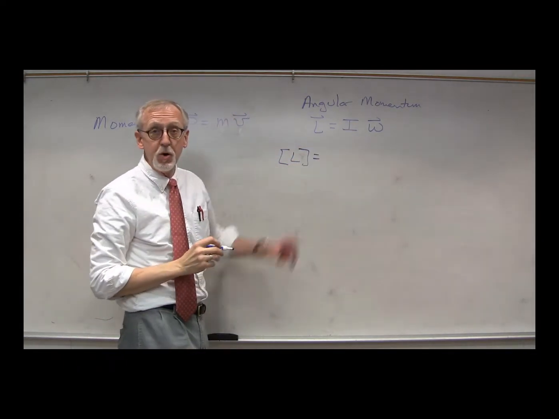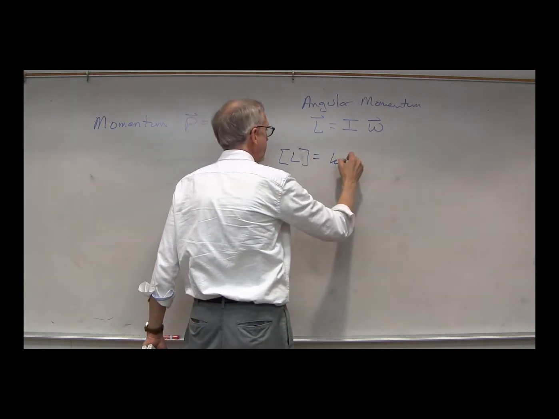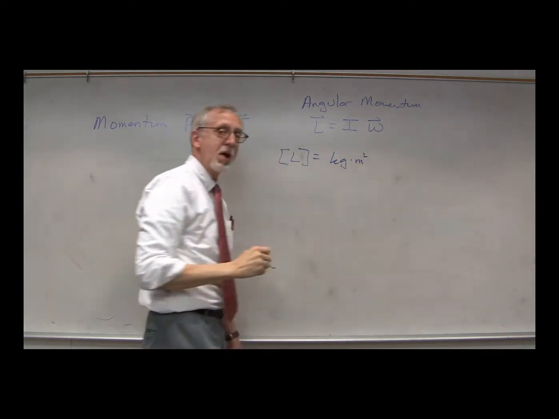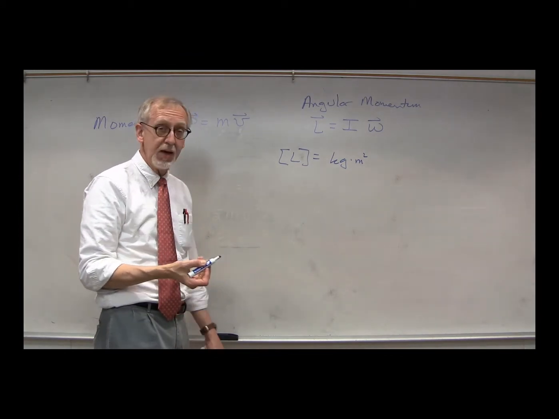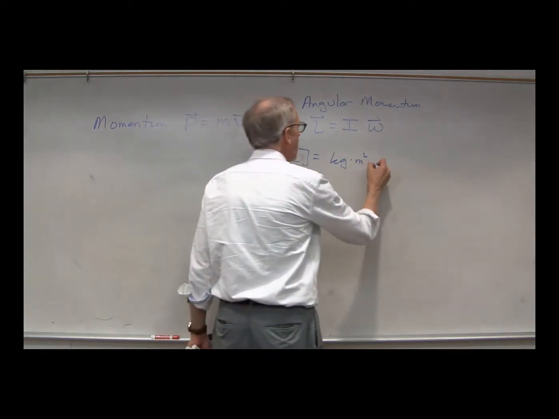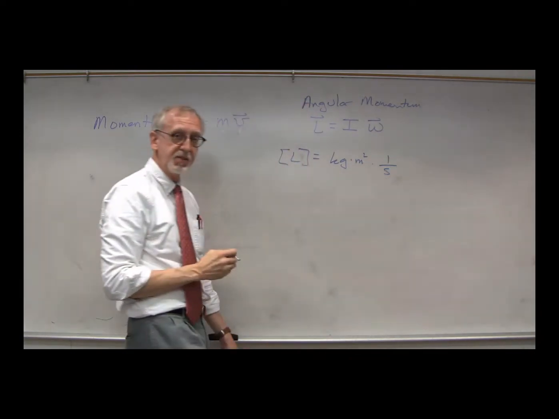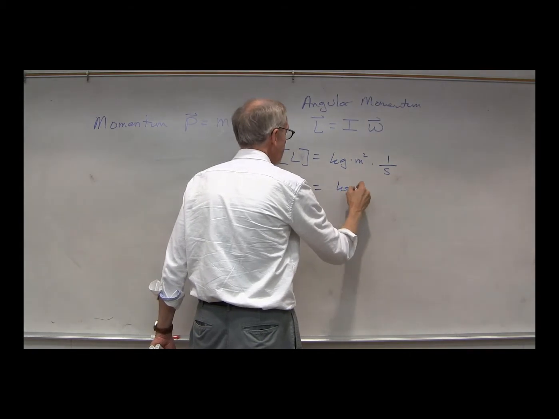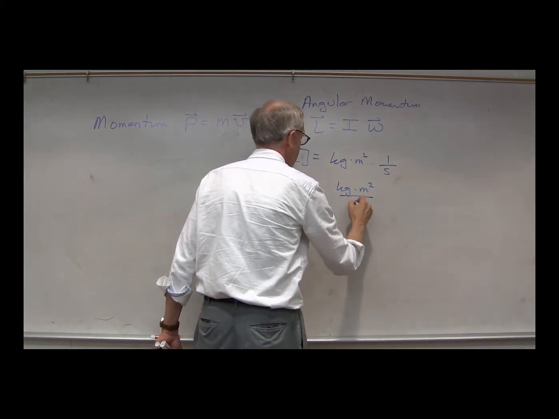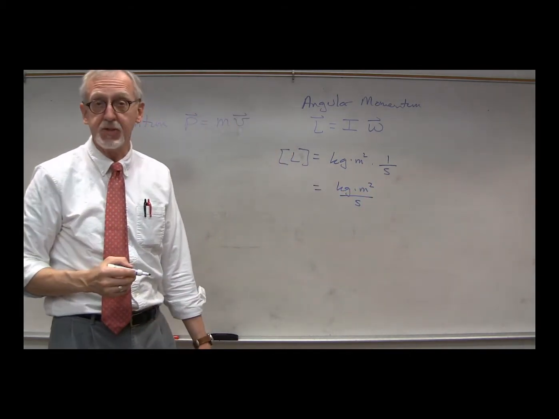They're going to be the units of moment of inertia, kilogram meter squared, times the units of angular velocity, omega, which are radians per second, or I'll just say inverse seconds, dropping the radians, to leave us with kilogram meter squared per second.